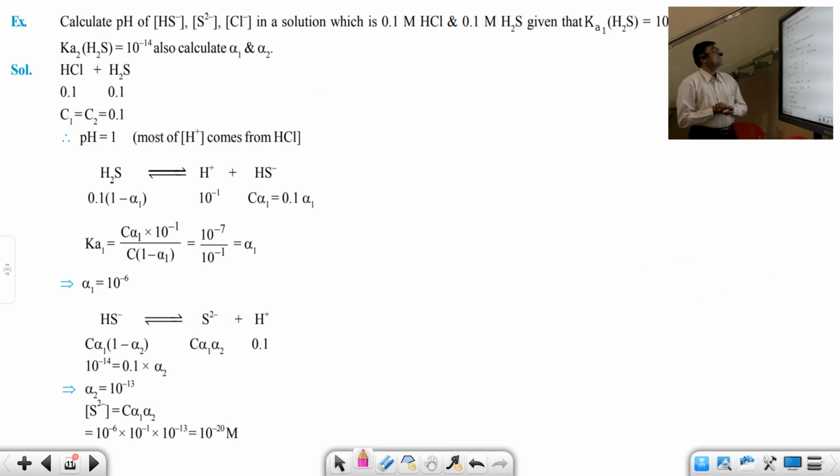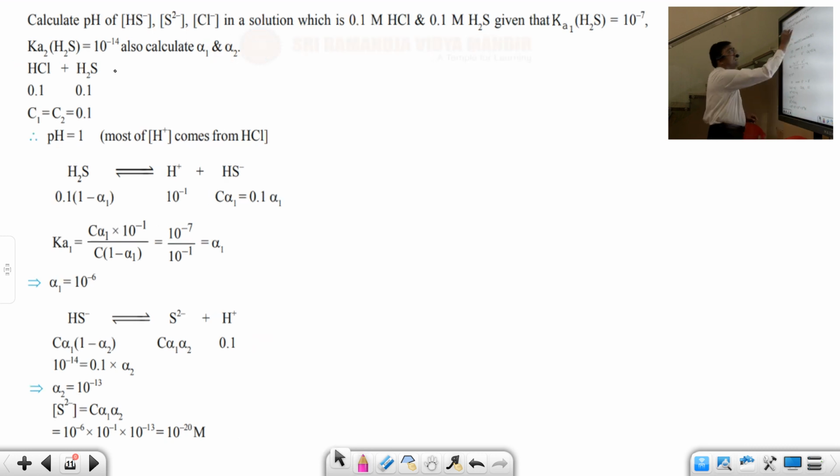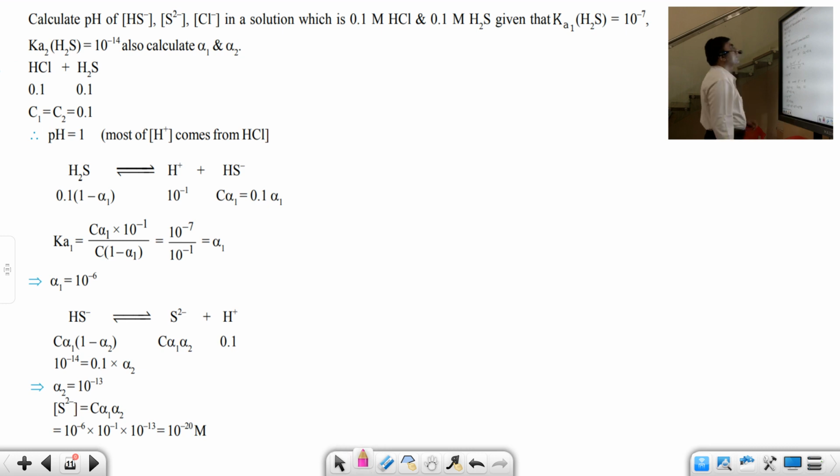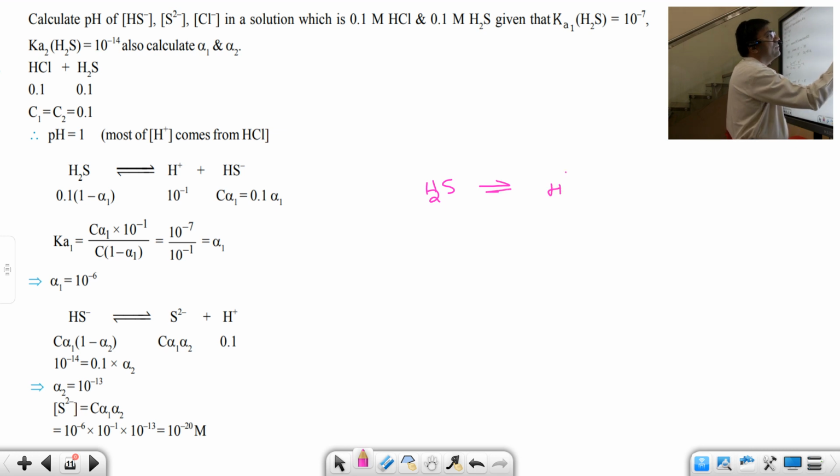Now let us solve the next question. The next question is as follows. Calculate the pH of SH minus, S2 minus and Cl minus ions in a solution which is 0.1 molar HCl and 0.1 molar H2S. Well, H2S is a weak acid. First point is H2S is a weak acid. It gets converted into H plus plus SH minus, and there is a dissociation this way.